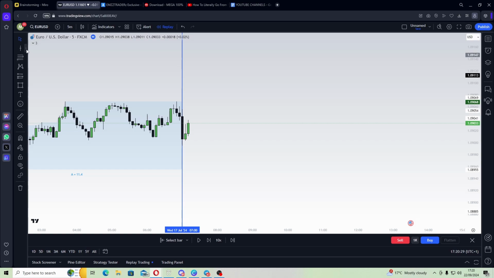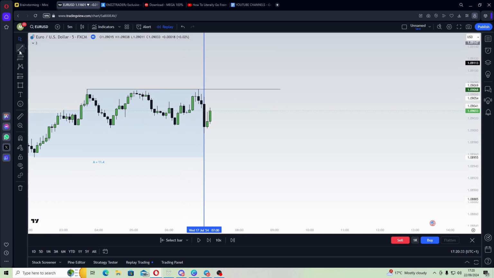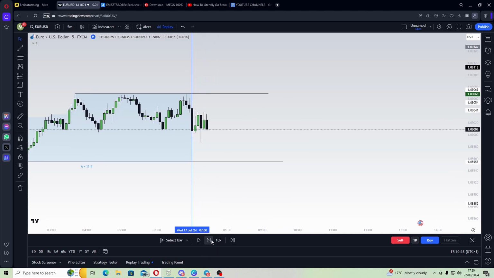London kill zone time, and we're going to be marking out our trend line for the top. We're going to be marking out our highs right here and our lows right here. We're going to be seeing which side is actually getting swept first.